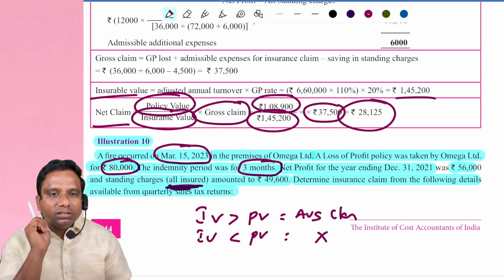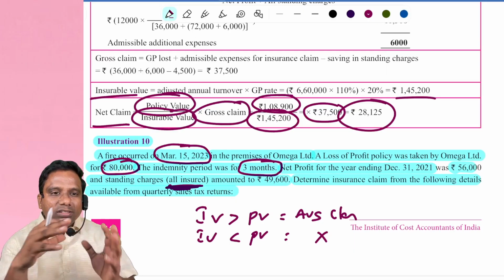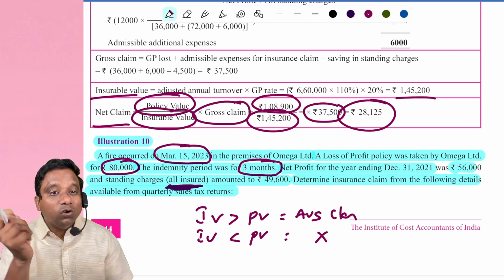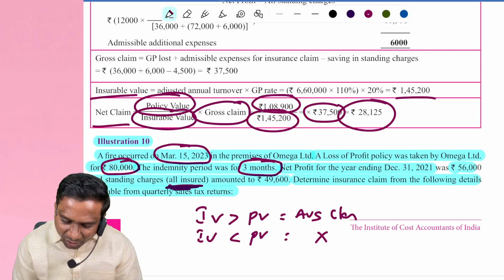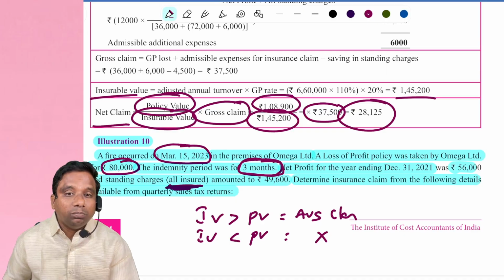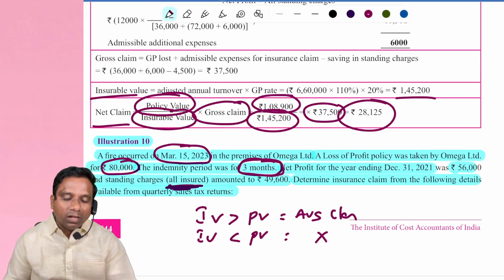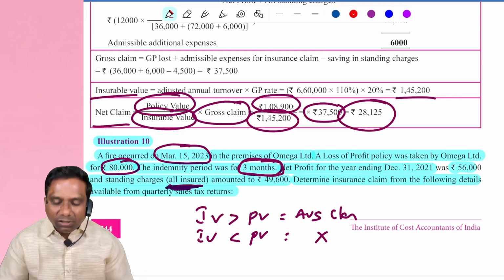But they did not mention the restoration date. What is the business restoration date? They did not mention. In that case, we assume whatever indemnity period we have is our restoration period or business disruption period. Can you tell me the business disruption period here?